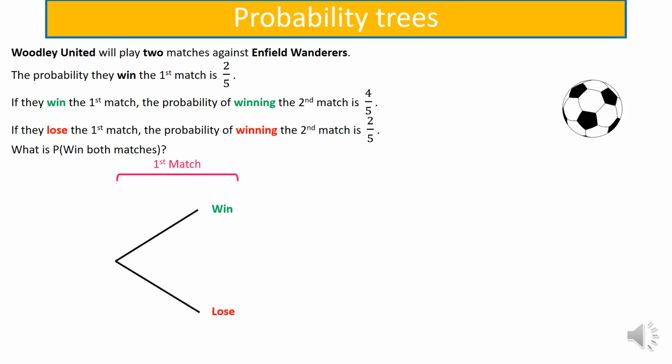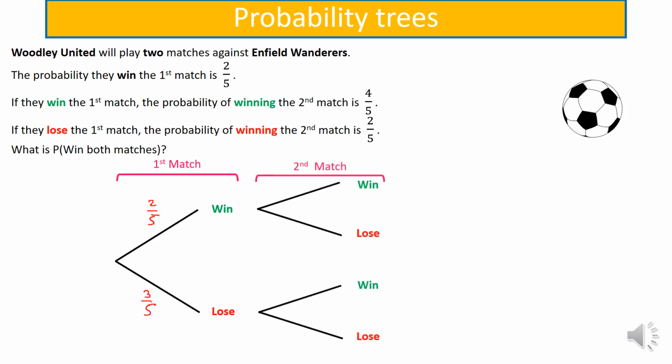So we've got the first set of branches. The probability they win is 2/5, so the probability they lose will be 3/5. Now we have the second set of branches. If they win the first one, the probability that they win the second one will be 4/5, so the probability that they lose will be 1/5. Now if they lose the first match, then the probability of winning the second one is 2/5, so the probability that they lose the second one will be 3/5.